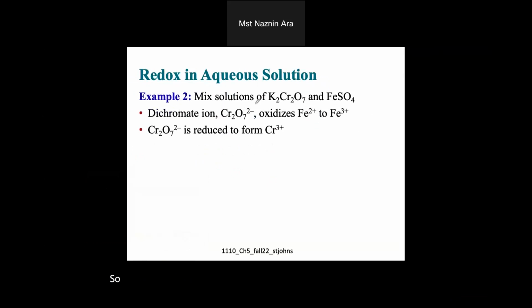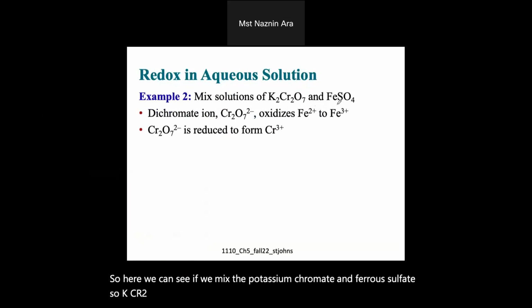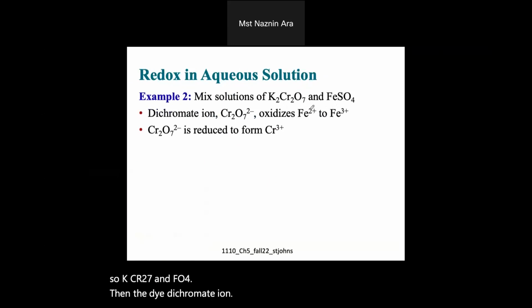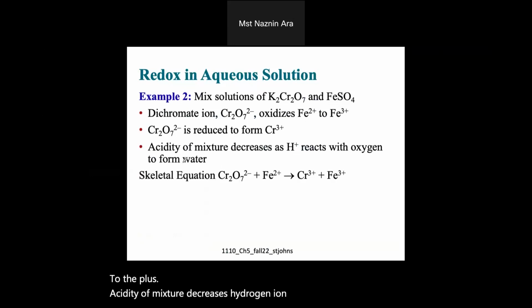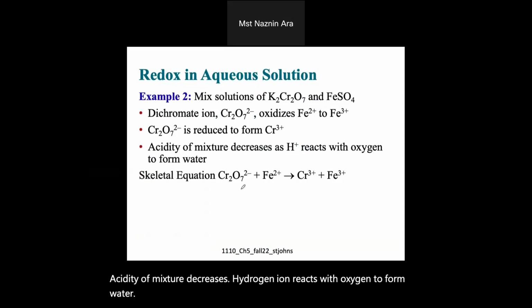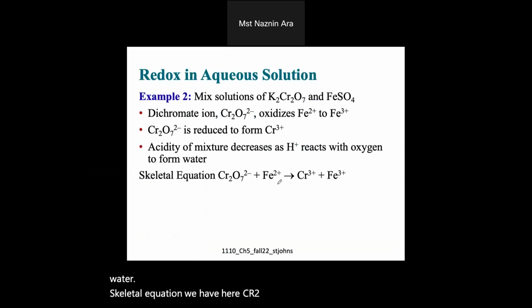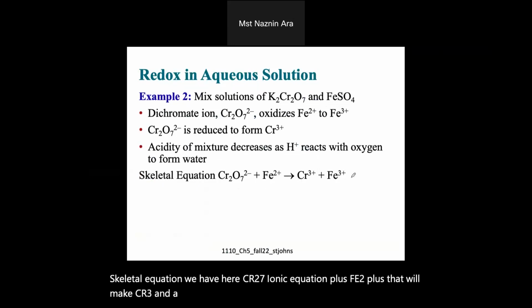Here we can see if we mix potassium dichromate and ferrous sulfate, K2Cr2O7 and FeSO4, then the dichromate ion oxidizes ferrous to ferric ion, and Cr2O7 2- is reduced to Cr3+. Now the acidity of the mixture decreases as hydrogen ion reacts with oxygen to form water. The skeletal ionic equation we have here is Cr2O7 2- plus Fe2+ gives Cr3+ plus Fe3+.